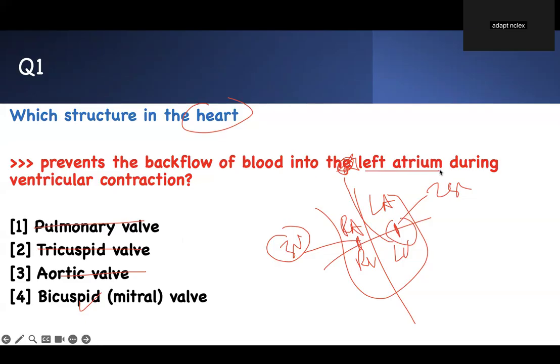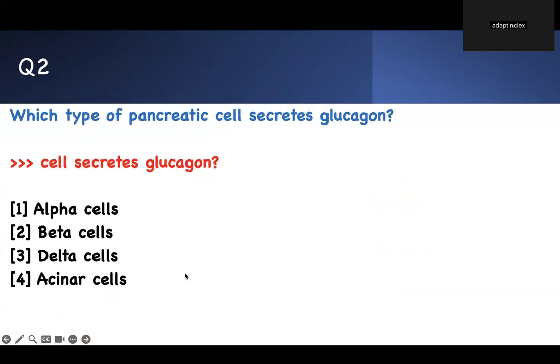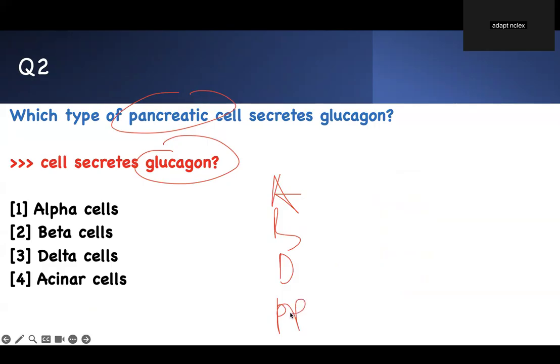Left atrium, left ventricle. And this is how you can master the structure of the heart and the function of individual parts. Next one: which type of pancreatic cells secrete glucagon? Keyword is glucagon. Then go back to your content and underline. What are they talking about? Glucagon is from pancreatic cells. There are different kinds of cells in the pancreas: the alpha cells, the beta cells, the delta cells, and the pancreatic peptide cells, basically.